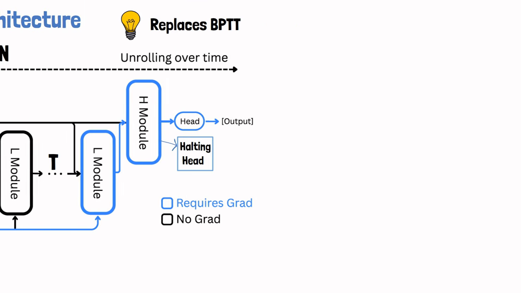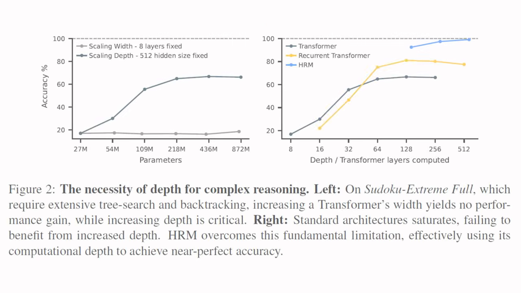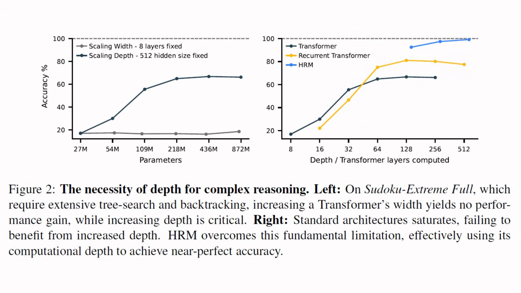The researchers demonstrate the necessity of depth for complex reasoning with the following figure using challenging Sudoku problems. On the left, the chart compares transformer performance when increasing its size, once by scaling depth with additional layers and second by scaling width. This shows significant benefit for the increased depth. However, the transformer performance still saturates, failing to benefit from increased depth after a certain scale has been reached. On the right, we see a comparison between transformer, recurrent transformer, and hierarchical reasoning model in blue, which achieves near-perfect accuracy, highlighting how its hierarchical structure unlocks the benefits of depth in a way standard models can't.